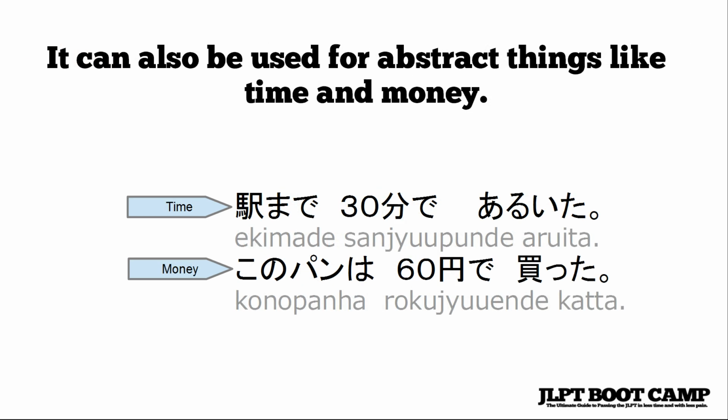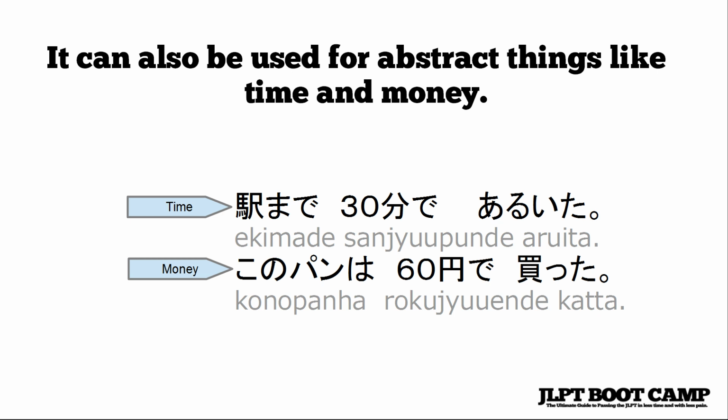And this can also be used for abstract things like time and money. So let's look at some examples for that. For example, for time, we have eki made 30 分で aruita. So, I walked to the station in 30 minutes.